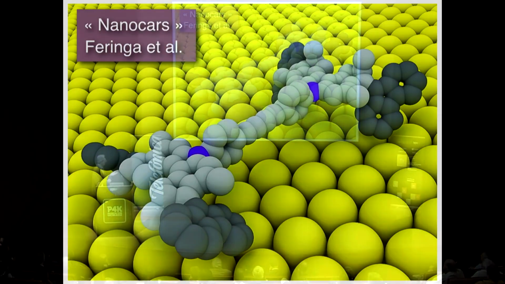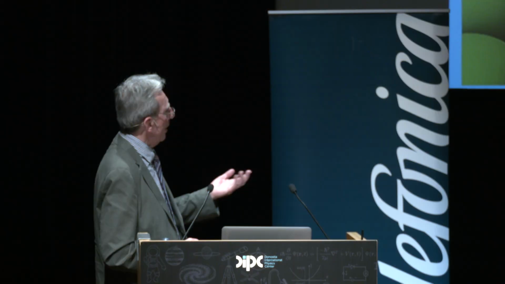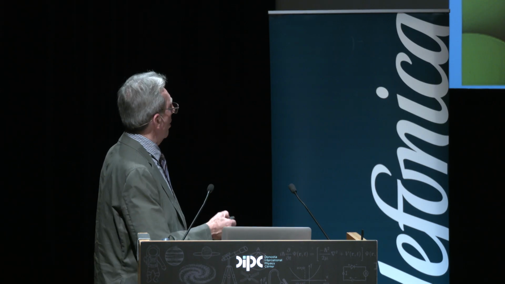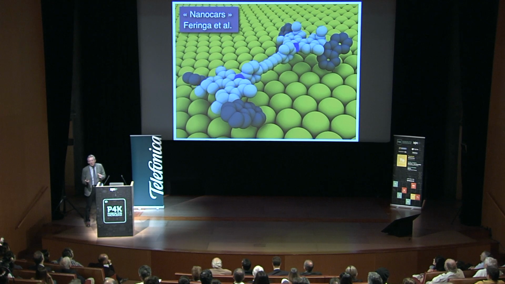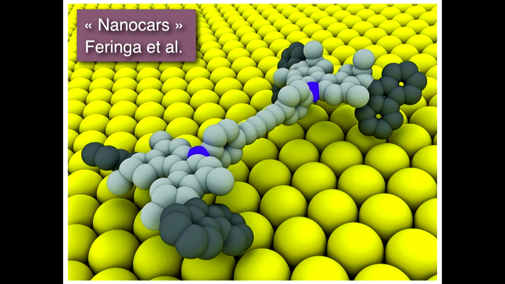Most of the time, it's a metal surface, copper or gold. It can also be graphite, I'm sorry. And so what they did, they made a molecule of this type, which looks like a car. I'm not sure it looks so much like a car, but yes, to some extent. And they have equipped the molecule with 4 wheels, and here are the wheels.